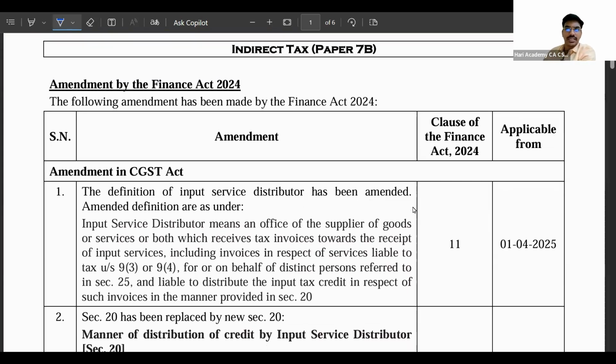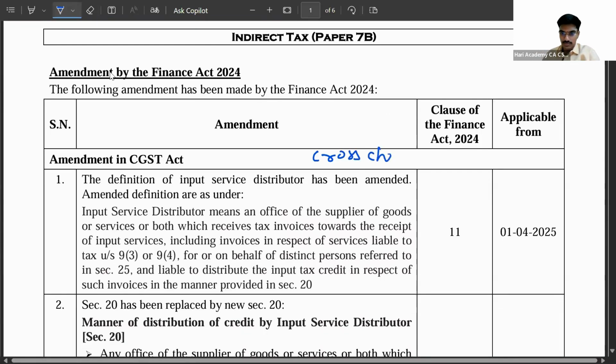So we'll not go as deep as we do in income tax, but wherever required, we'll just give you the overview. The first amendment in Finance Act 2024 in relation to GST is that ISD has been made mandatory from 1/4/2025. Before that it was an option. There were two options available: it was either cross charge or ISD.